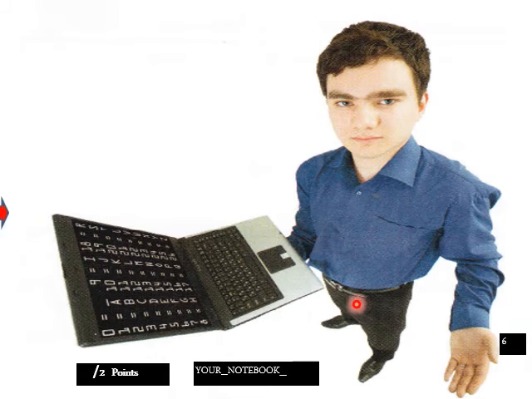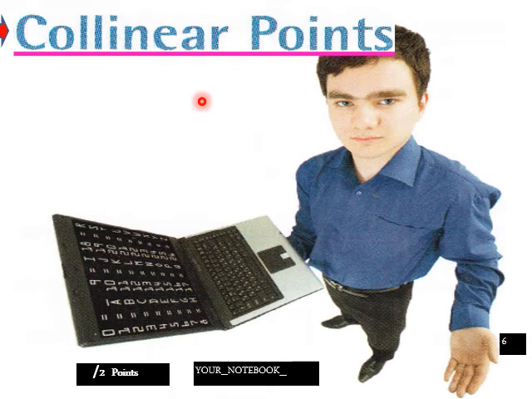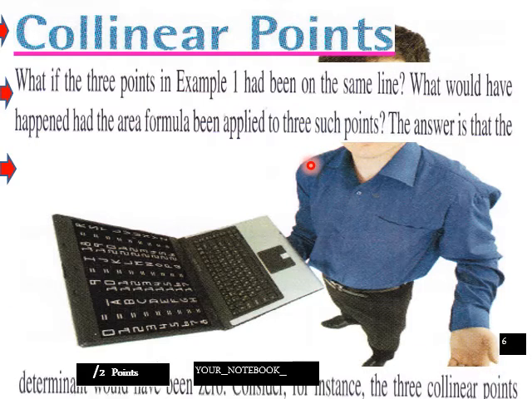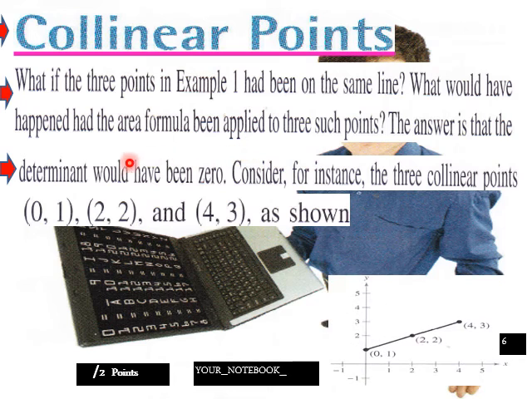Okay, so moving on to our next page, page 6, collinear points. What if the 3 points, say in example 1, had been on the same line? What would have happened had the area formula been applied to 3 such points? That's an inquiring question. The answer is that the determinant would have been 0.